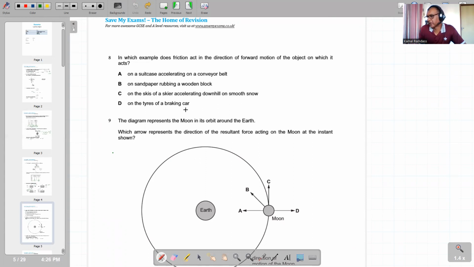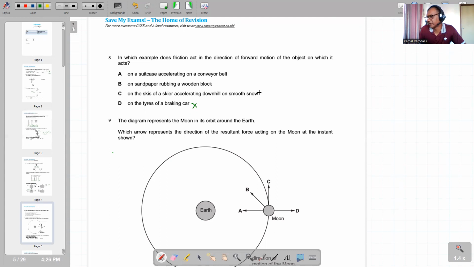Bon, nous regardons un par un, nous commençons par D. On the tires of a braking car, et friction, normalement, est opposite to motion. Pas ça qui est la réponse. On the skis of a skier, accelerating downhill on smooth snow, la friction, là aussi, est uphill. C'est réduire the motion.